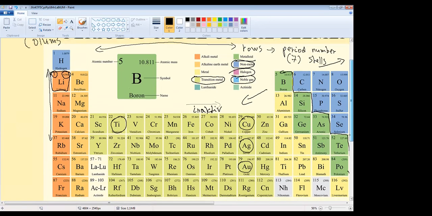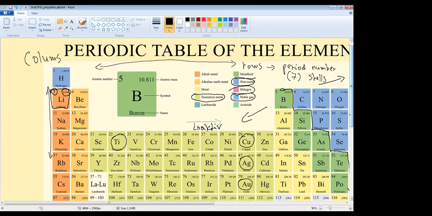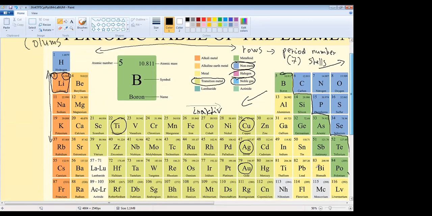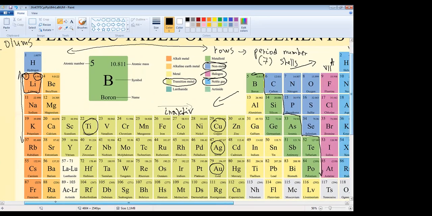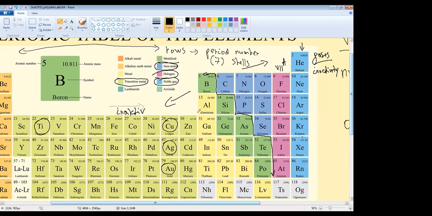Mendeleev, the first scientist who discovered or created the periodic table, put all the elements in order of increasing atomic mass. The atomic mass for these elements is this high number. For example, for carbon, the atomic mass is 12. For nitrogen, the atomic mass is 14. For oxygen it is 16, etc.